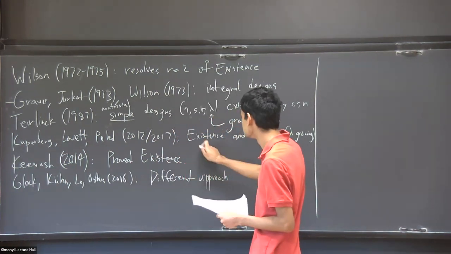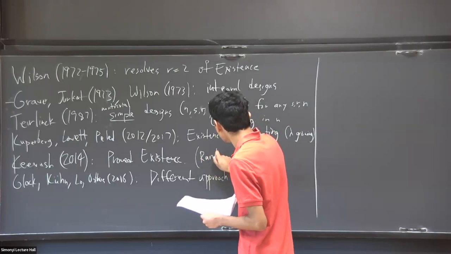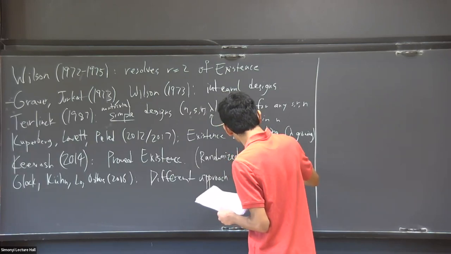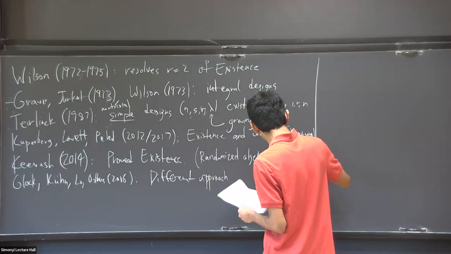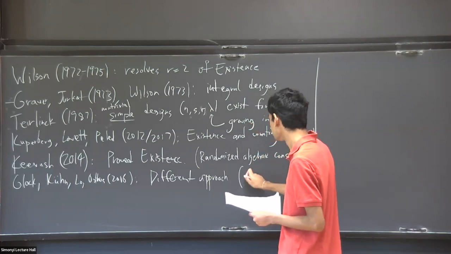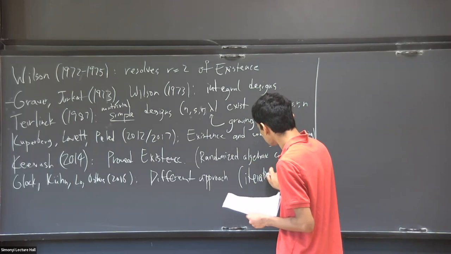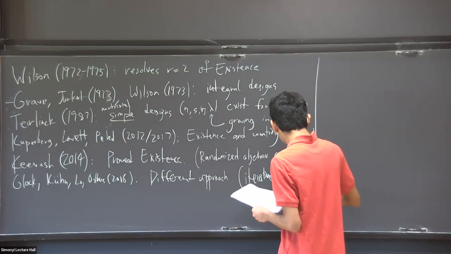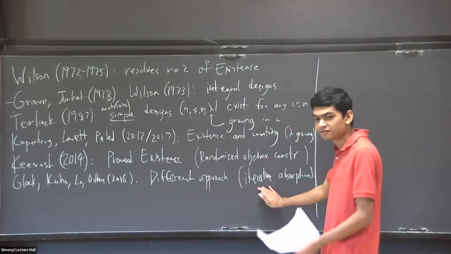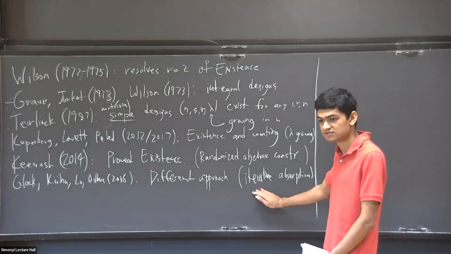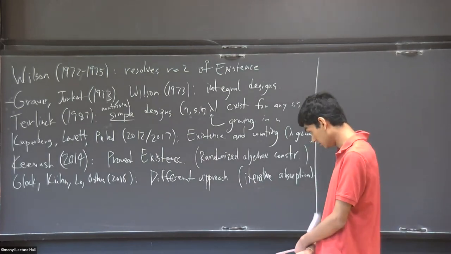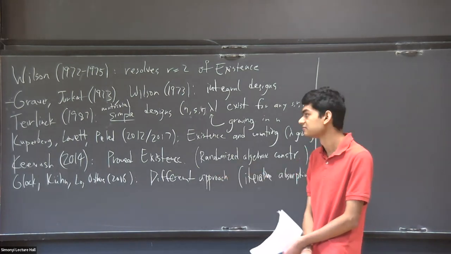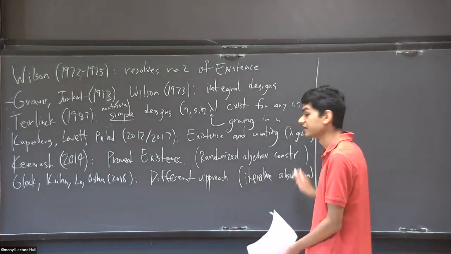So Keevash uses a method that could be called randomized algebraic constructions. And Block, Kuhn, Lowe, and Ostis use iterative absorption. They use and also develop some very broad structure. I'm not going to really talk about this Block, Kuhn, Lowe, Ostis work, although it's a very nice work and has many implications as well. Today, I'm going to mostly focus on the work of Peter Keevash and the randomized algebraic constructions.